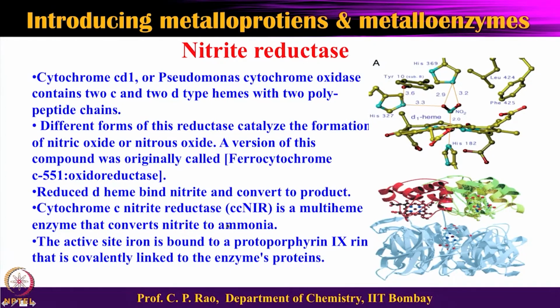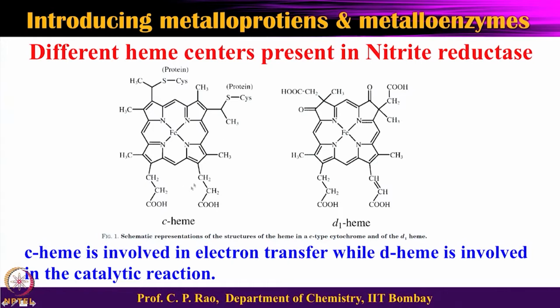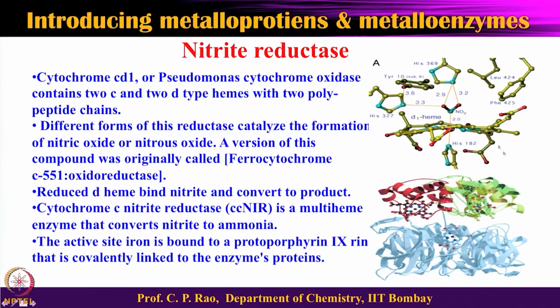Let us look into this one. The two types of hemes: one is the heme C, type C, which we already studied, and then heme D type, which has different kinds of groups. So, here you have the reactivity going on, catalytic, and here only electron transfer. C heme is involved in the electron transfer while D heme is involved in the catalytic reaction. Okay, so you can see this, we will come back to that.